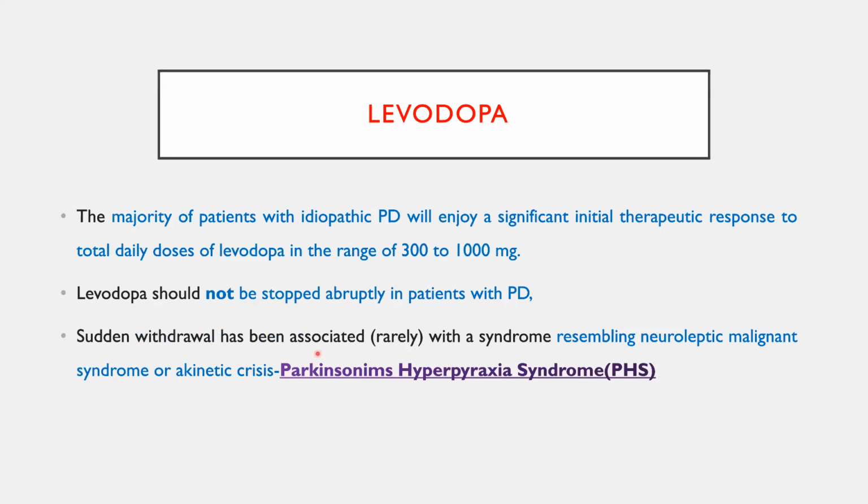Most patients will have benefit between the doses of 300 to 1000 milligrams, and you should not stop Syndopa abruptly, because it will cause Parkinsonism hyperpyrexia syndrome, in which the patient will have a severe akinetic rigid state and fever, almost looking like neuroleptic malignant syndrome. So you should always inform the patient not to stop the drug abruptly. Before the drug runs out, the patient should come to the hospital and take the medicines. You need to explain the complication of sudden withdrawal of levodopa.